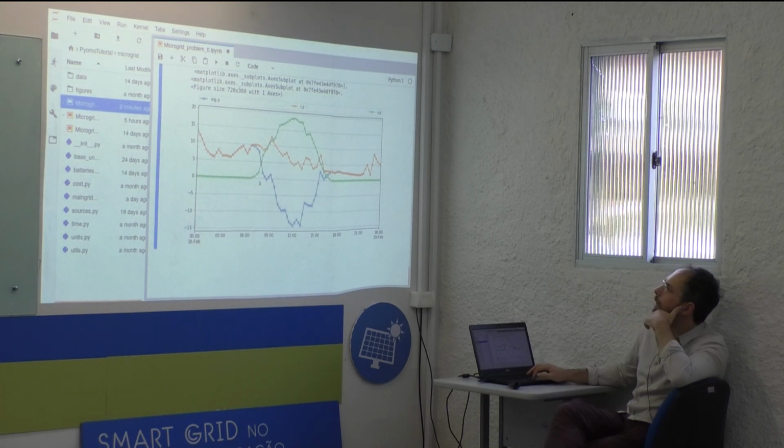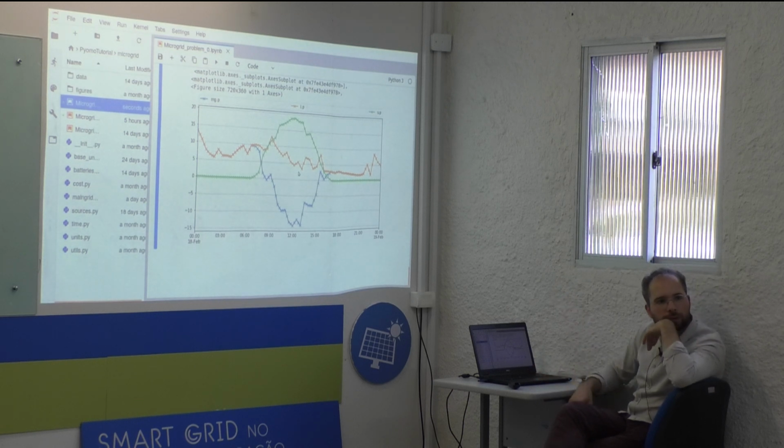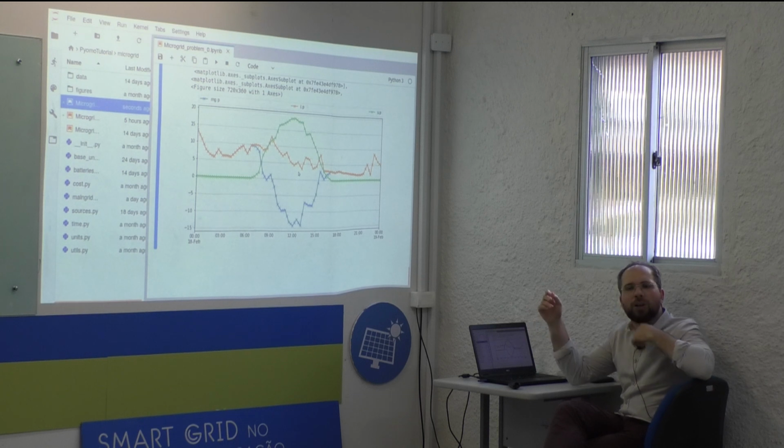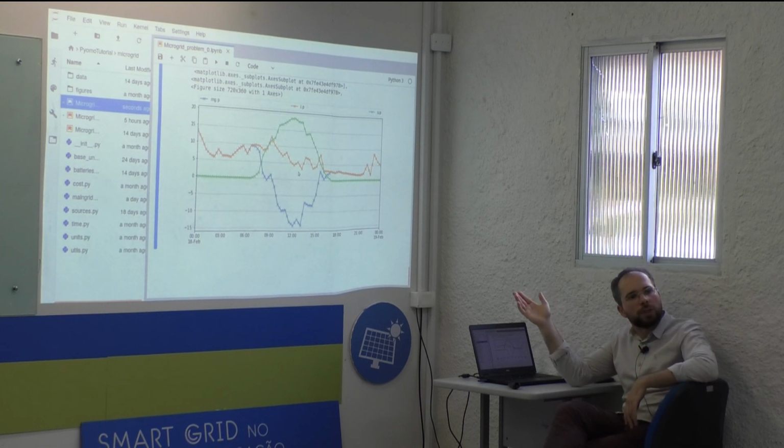And we can see that at every time step, consumption equals production. Do you have questions on this part? It all makes sense? It was actually too easy. This problem is too easy, right?